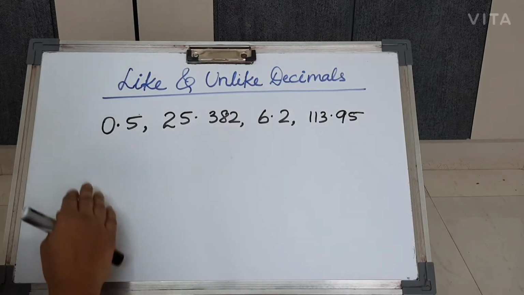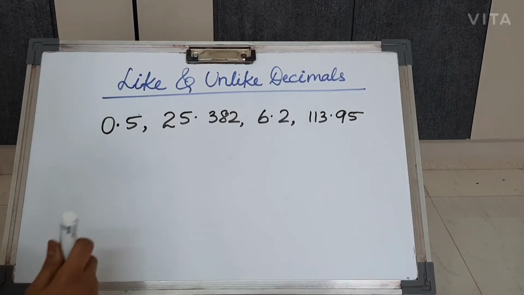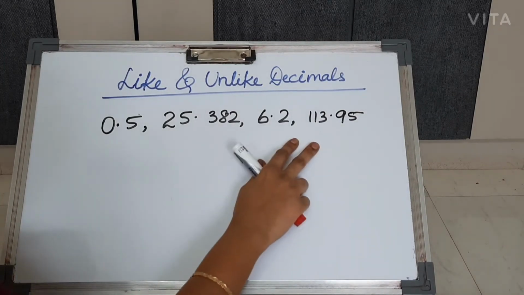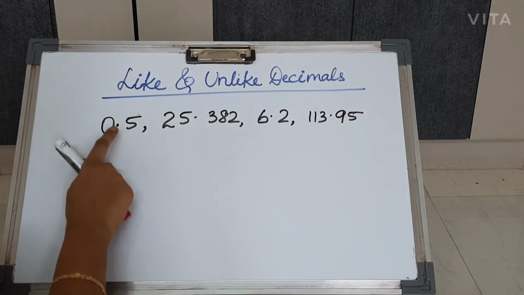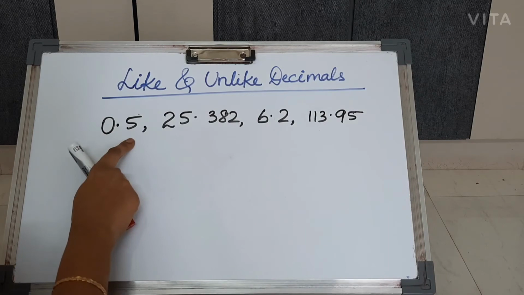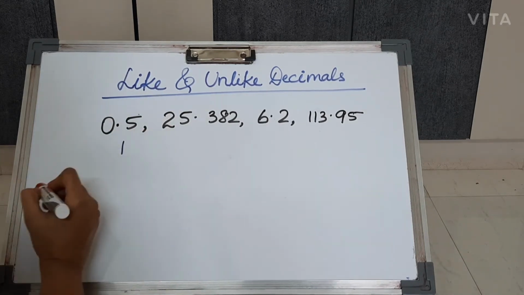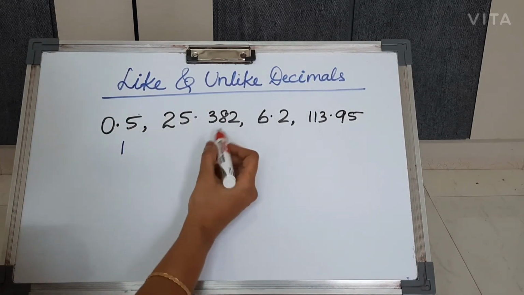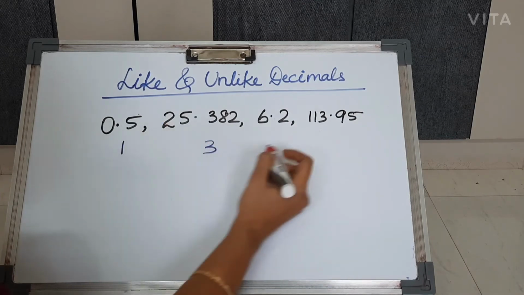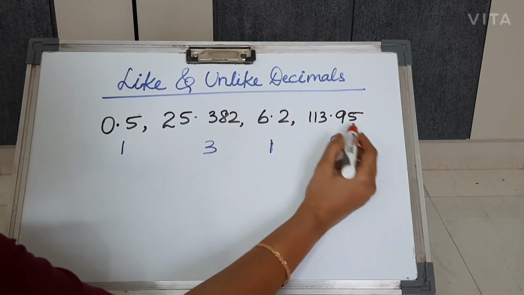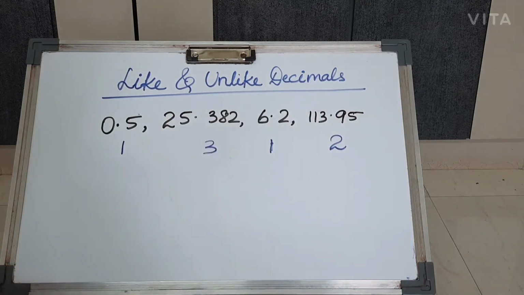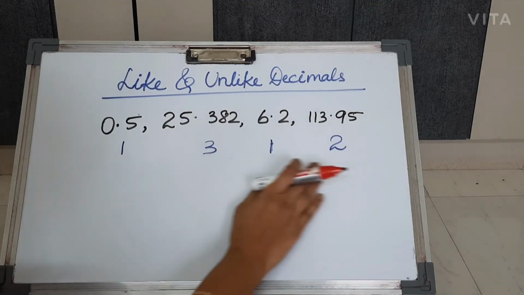Now suppose we take one more example here. This is a form of unlike decimals. How? After the decimal place we will count the numbers. So how many numbers are there? After this it is one number. After this decimal point, 3 numbers. After this, 1 number. And after this, 2 numbers. After this decimal point, there are 2 numbers.